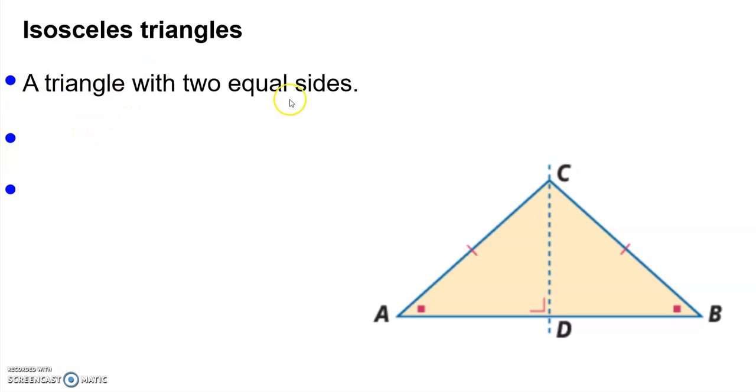It's a triangle with two equal sides, and it's also shown in the picture by using the same symbol inside AC as you see in BC. So you could write down AC is equal to BC because they have the same length.